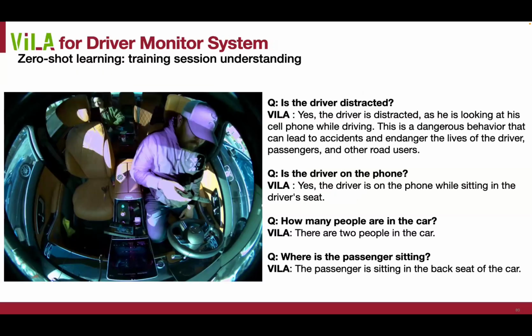On driver scenarios, we can ask different questions, like if the driver is distracted, VILA can tell you it's distracted. Is the driver on the phone? Yes, the driver is on the phone. How many people are in the car? There are 2 people in the car. One is here, one is here, although this guy is pretty small.